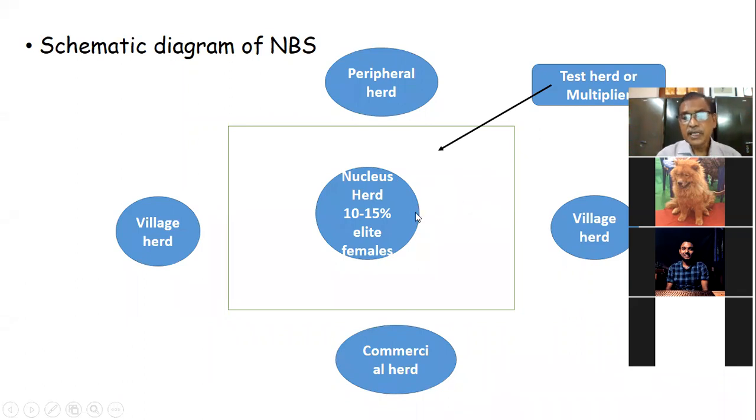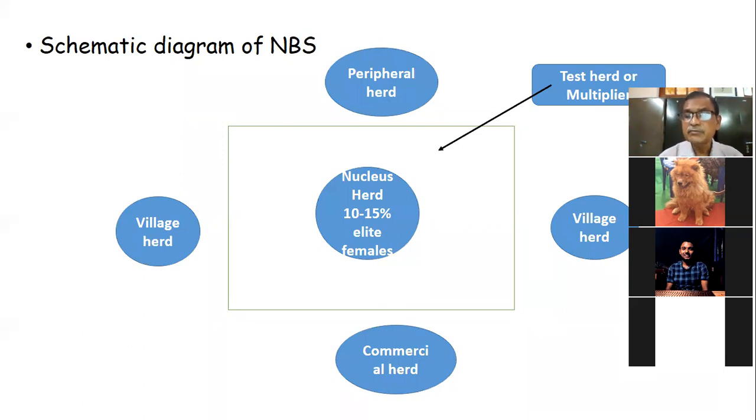That means the male calf or the sire will be used for breeding in the multiplier herd, and whatever sires are produced from the test herd or multiplier herd will ultimately be used for breeding in the village herd. So the genes are flowing from top to bottom, from the nucleus herd to the peripheral herd to the village herd, and that flow of genes takes place in one direction. That is called unidirectional.